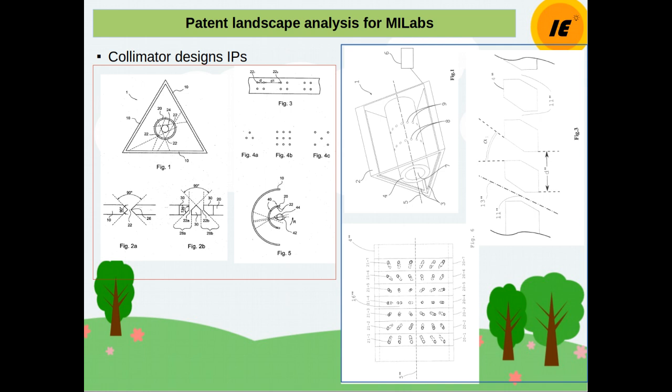So basically MI Labs has an IP or patent on a certain design of a collimator, which is very essential for performing high energy imaging. So that's the bottom line. And on the right side you see the upgrade of that design into something they call supercluster collimator. Again, it's quite complex.